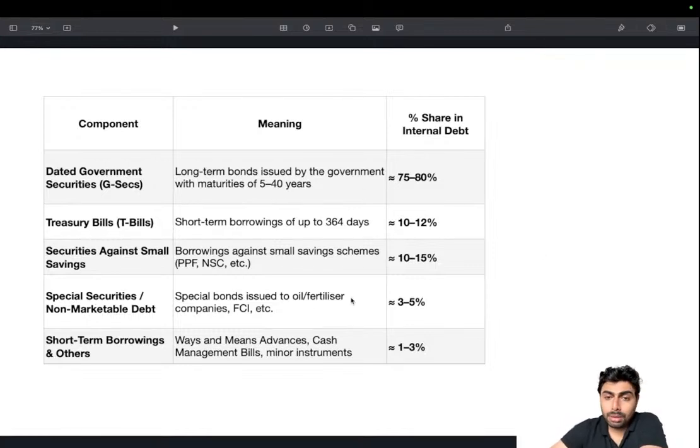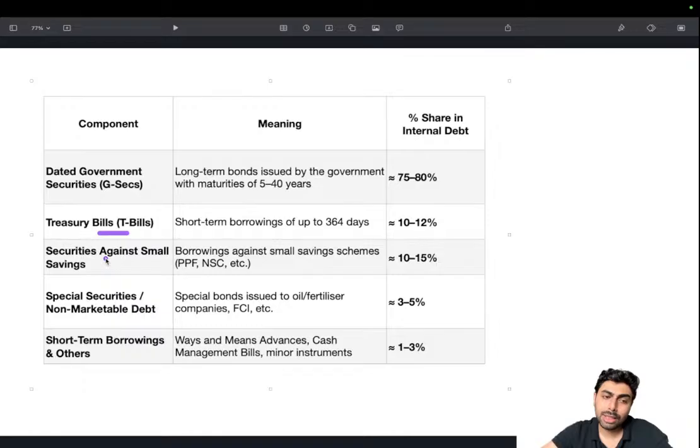So this is the current status of the government's internal debt. Dated securities are like 70 to 80% of government borrowings. They are G-secs, meaning that they are long-term bonds, as opposed to treasury bills, which are less than 1 year. G-secs are long-term bonds with maturities of about 5 to 40 years. Usually it's 10 years, but it can go between 5 to 40 years. They form the largest component. You can imagine that, because the government is raising money from G-secs mainly. So that's the major debt component of the government.